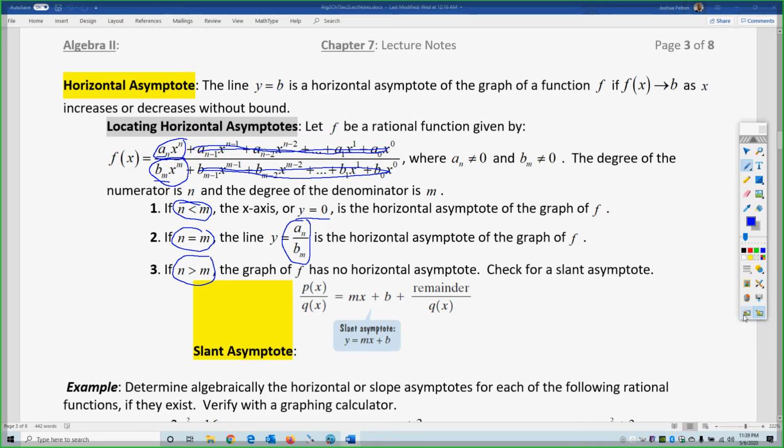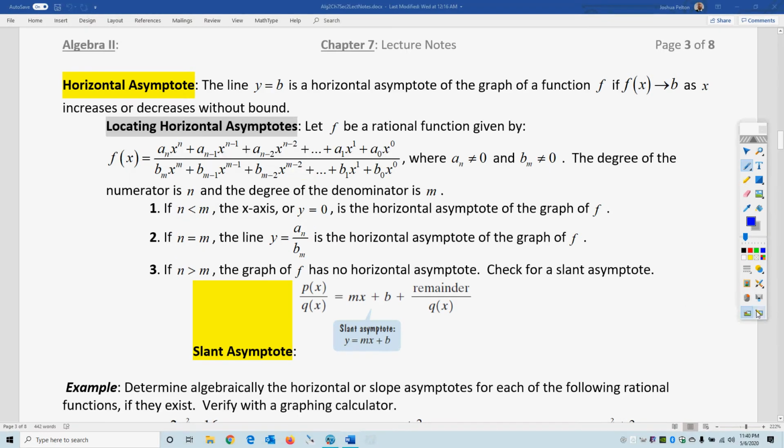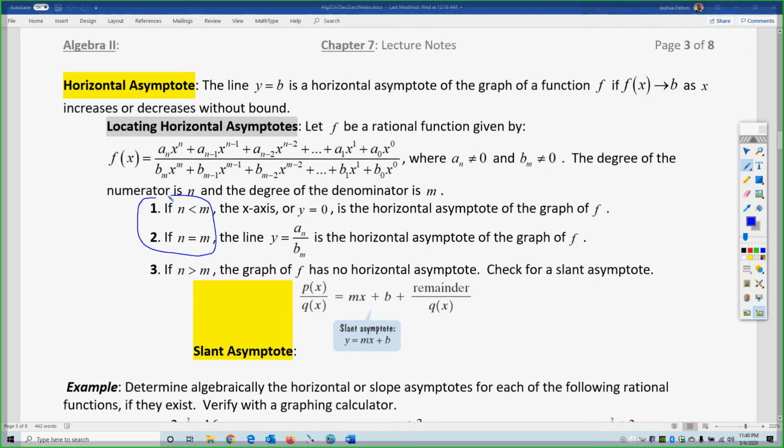Okay, so let's try the three scenarios here and find out what happens. You can either have a horizontal asymptote or a slant. There are two scenarios where you have a horizontal asymptote. In one scenario, we have a slant. You have one or the other. Versus the holes and vertical asymptotes, where you could have one, the other, both, or neither, in this case, it's one or the other or neither.